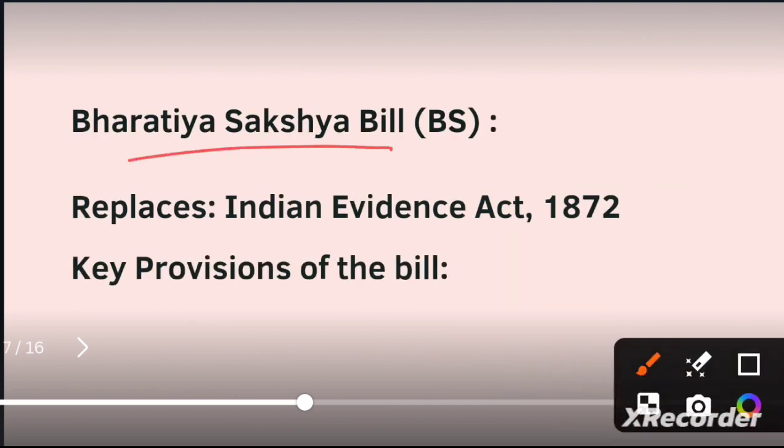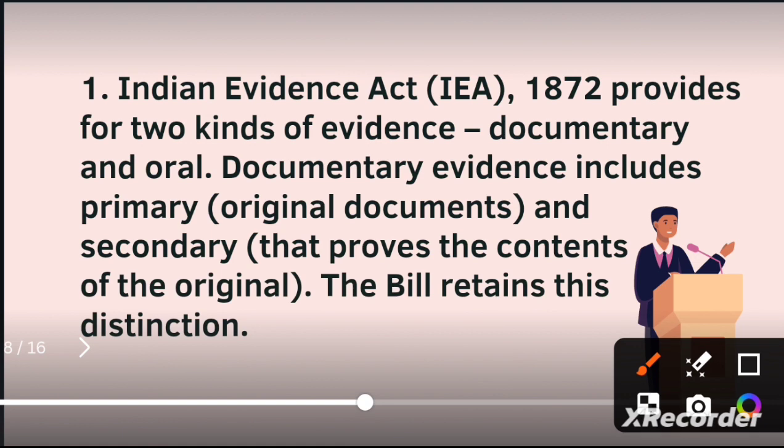The Bharatiya Sakshya Bill replaces the Indian Evidence Act 1872. Key provisions of the bill. The Indian Evidence Act 1872 provides two kinds of evidence, documentary and oral. Documentary evidence includes primary or original documents, and secondary evidence that proves the contents of the original. The bill retains this distinction.